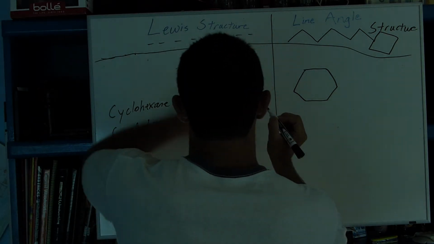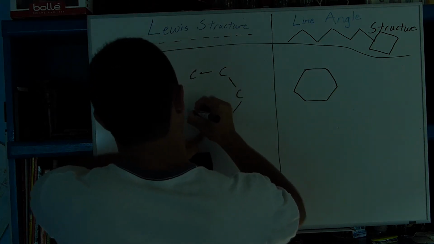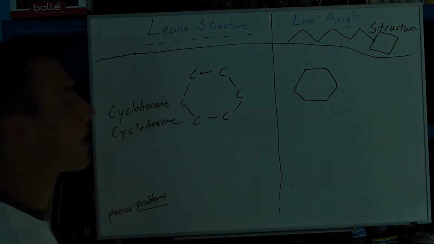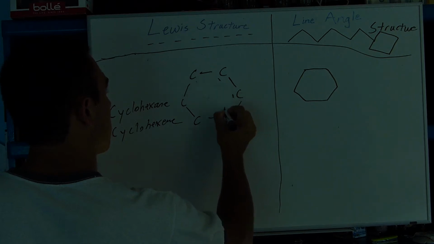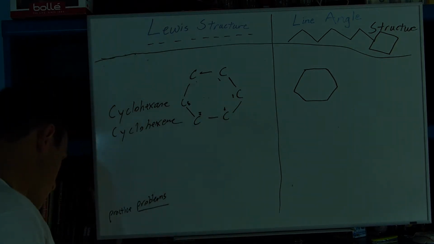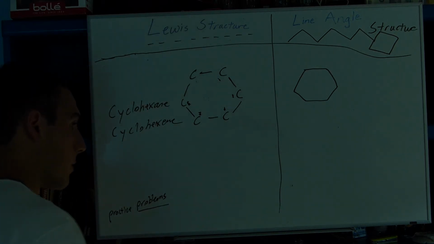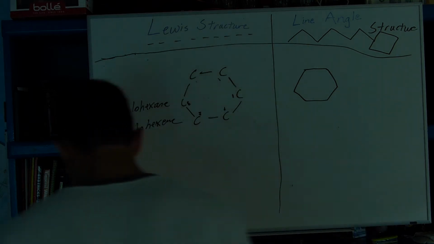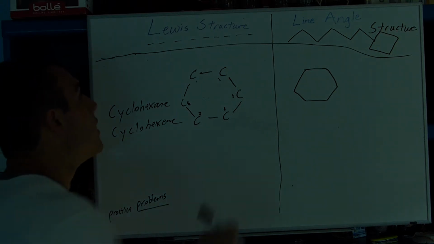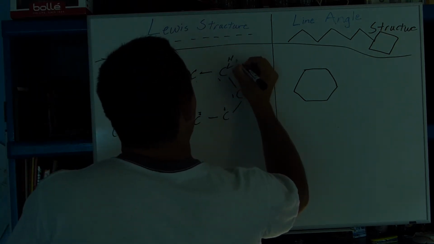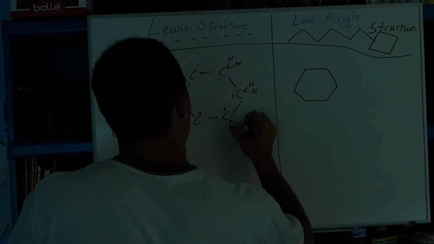Oh geez, I'm messing up. So there we have it. 6 carbons. Carbon 1, 2, 3, 4, 5, 6. They're still all sp3 hybridized. When we get to double bonds, that's a different story. So, let's add on our hydrogens. See, with Lewis structures, you just can't tack on groups. So say, after I'm done this, I throw in a methyl group.